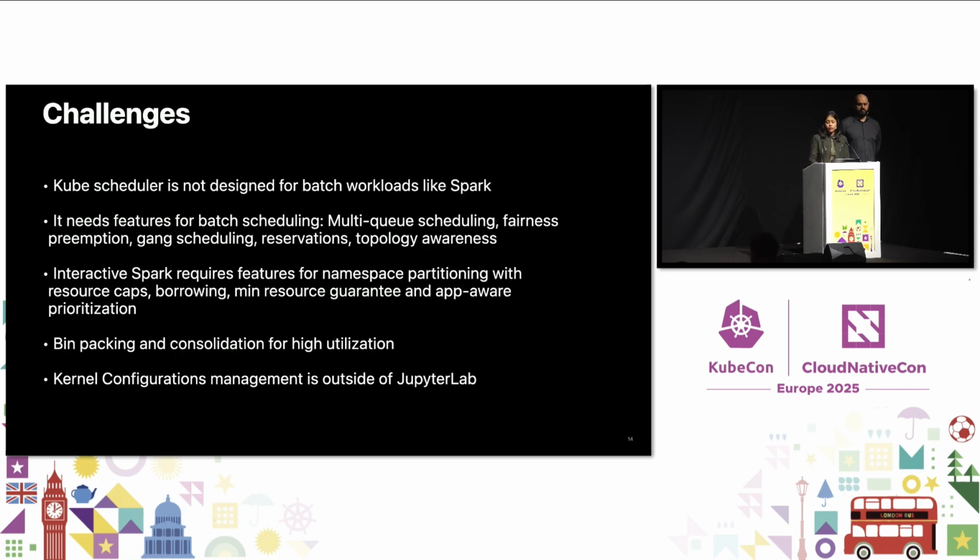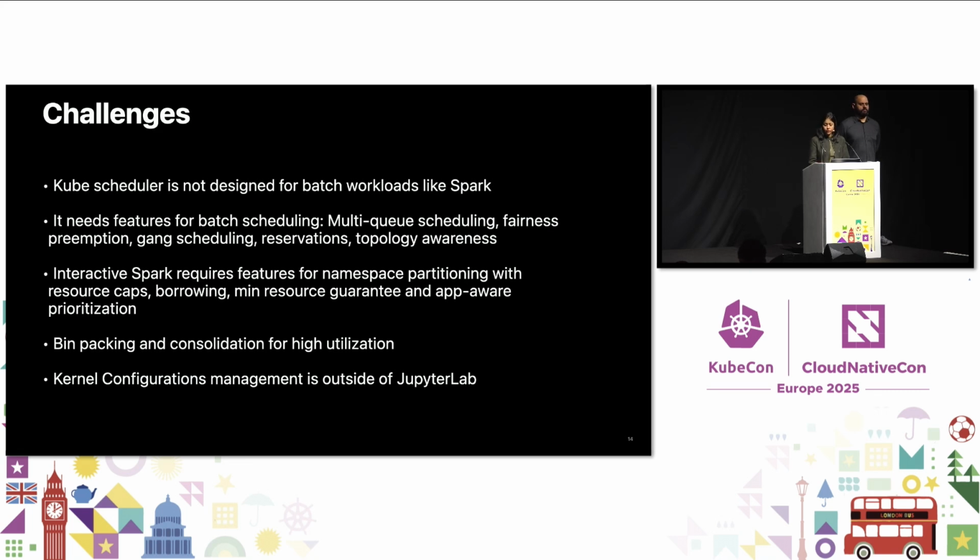So now, talking about the challenges. With this model, there were a few challenges. One, as we know, the Kube Scheduler was not designed for batch workload Spark, as it's not app-aware scheduling, and it doesn't have queuing support. So without queuing management and borrowing of resources from each other, it was not as effective for interactive batch use cases.